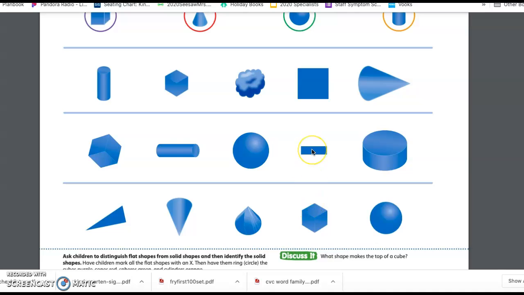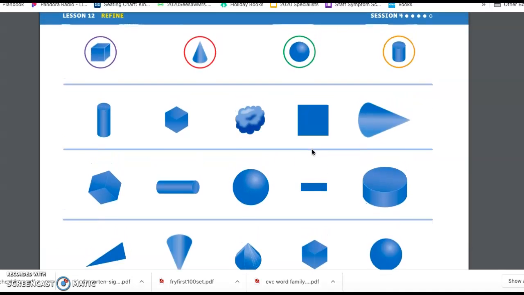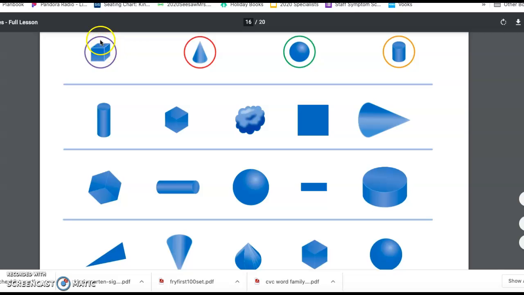Now, after doing that, I'm going to invite you to circle all of the cubes on this page, blue, or purple if you don't have blue. Circle all of the cone shapes on this page, red. And circle all of the spheres or balls, green. And then I'd like you to circle all of the cylinders, orange. Go ahead.